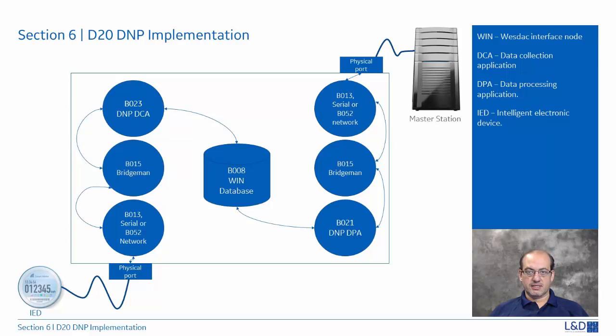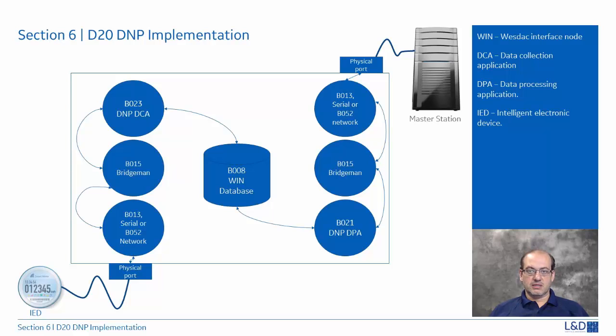So now the message is at the physical port that's connected to the IED and is monitored by the physical application layer. In the case of the D2X platform, that will be either application B013 if the physical port is a serial port, or B052 if the physical port is a network port.